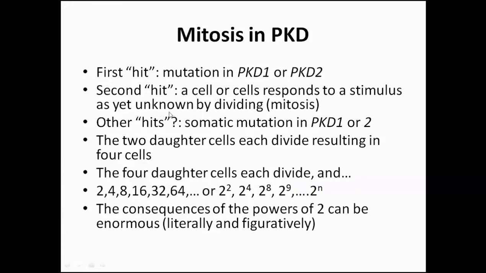So something else has to be going on, and this is what I've called other hits. Remember I told you that the egg contains the maternal chromosomes and the sperm contains the paternal chromosomes, and one of those chromosomes contains the mutation. So that means that one of the copies of DNA has a normal PKD gene and another has an abnormal PKD gene with the mutation.